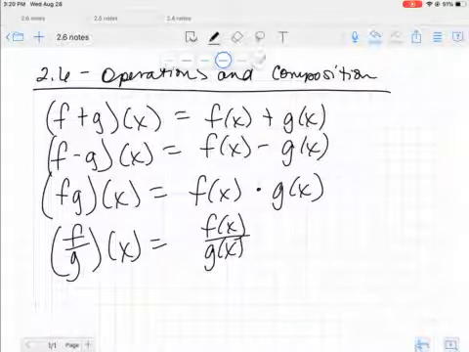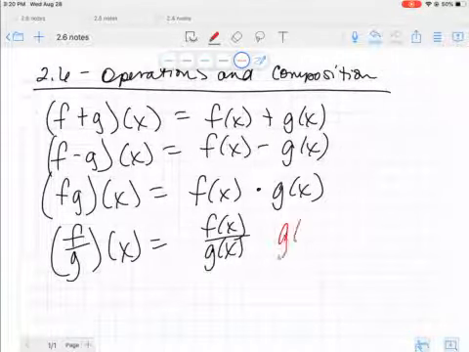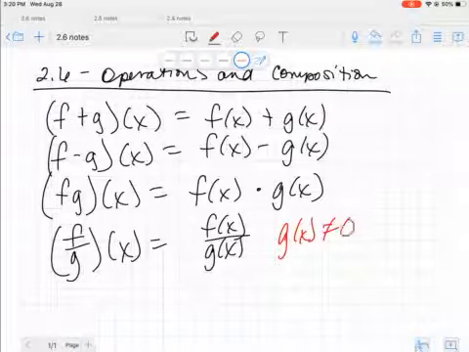Now, when you divide, keep in mind, you can't have a 0 in the denominator, right? So that's all well and good as long as 0 is not in the denominator. Okay, so let's try some of these on.